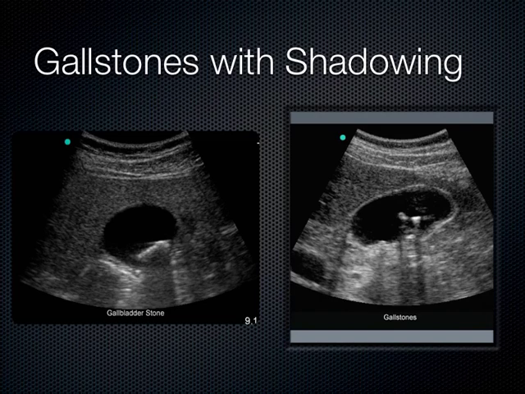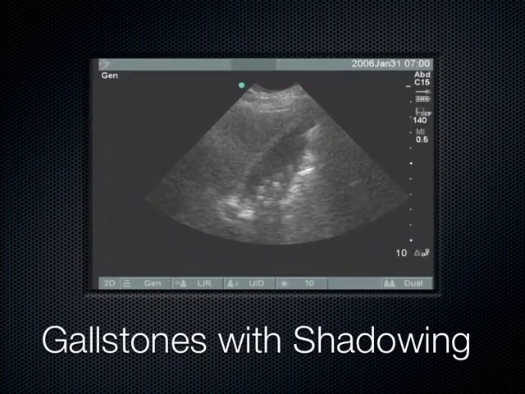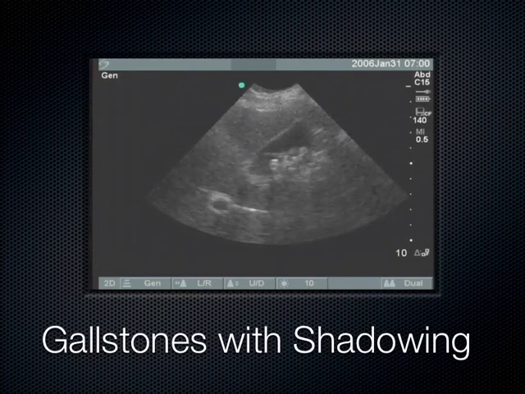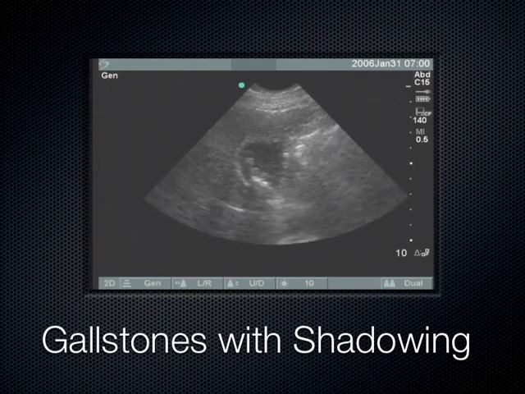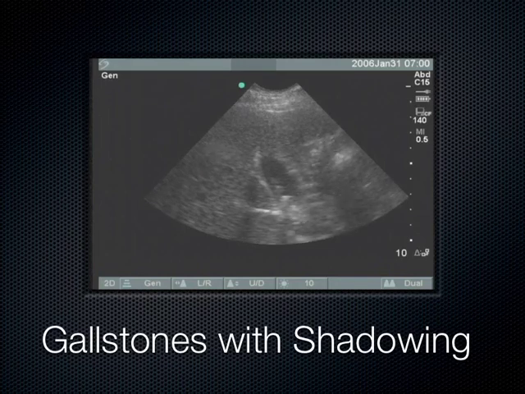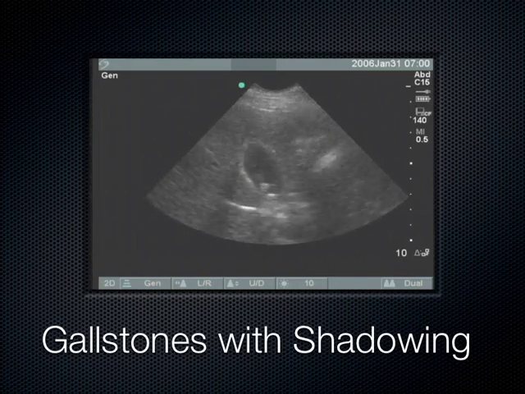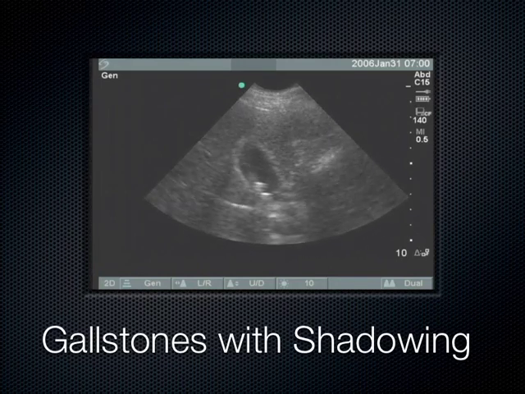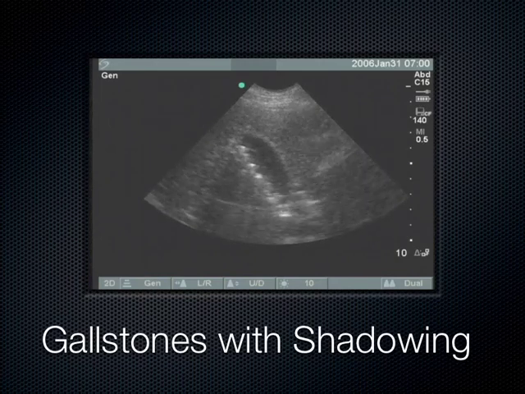This is just what some gallstones look like with some shadowing here. Another example here, some gallstones with some shadowing. And it's such an unbelievably common disorder in our patient population at UCI Medical Center that I would say, let's see, I saw one of my senior residents.